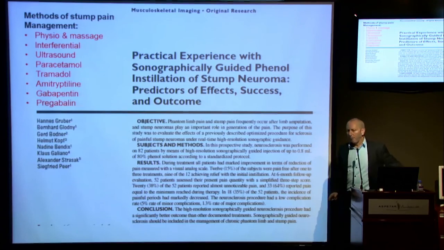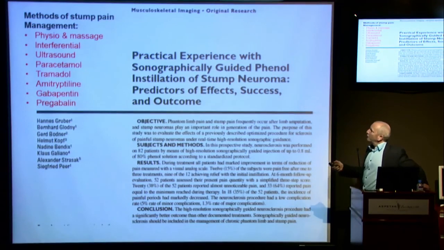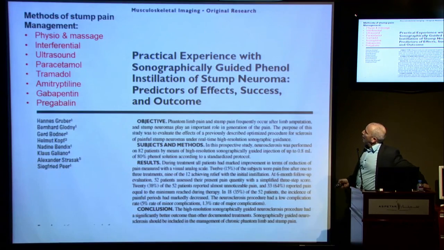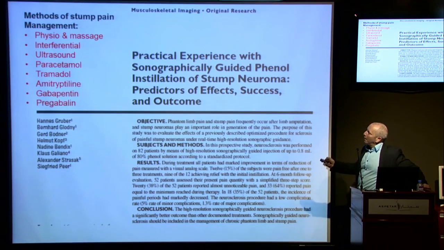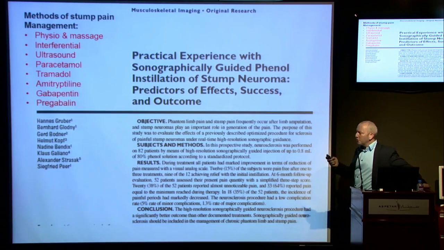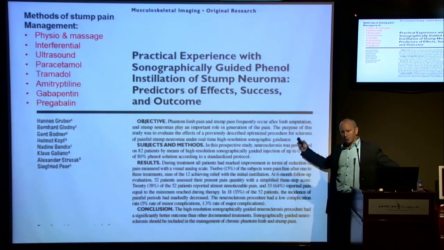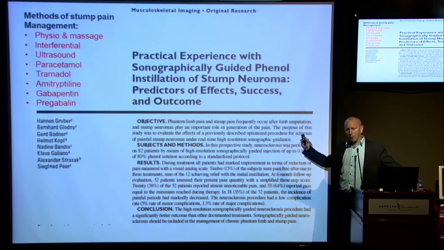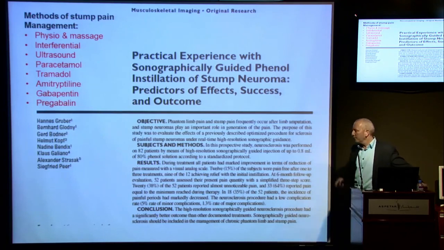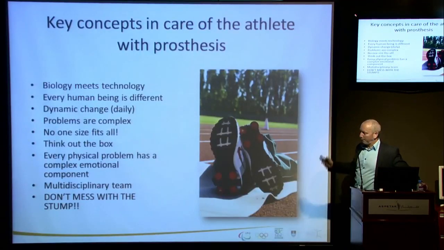What do we do with stump pain? The first-line treatment is physiotherapy and massage. Then one can use interferential and ultrasound, and then a stepwise approach to the painful stump, particularly if there is a neuroma. We go through paracetamol, tramadol, and remember that these neuromas have a neurogenic origin of the pain, so amitriptyline, gabapentin, and pregabalin are also worthwhile. In this particular individual that I've showed you before, none of these worked, and we had to use sclerosing injections around the neuroma to get it sorted out.